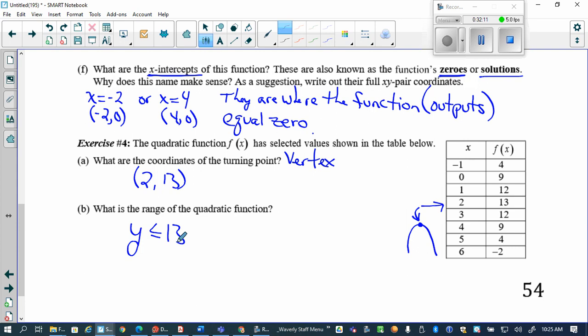So that's a brief little intro to quadratics and parabolas. Let's look at some Regents questions now.